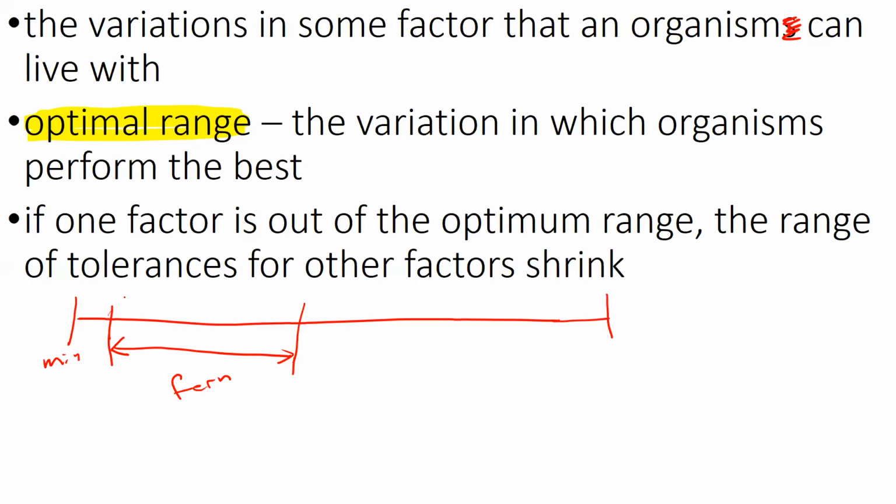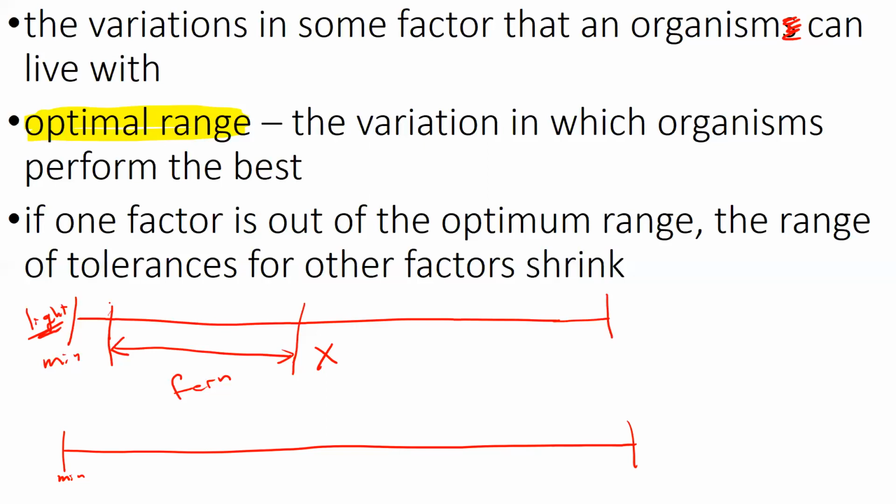Now, if that fern is in a sunny place and that fern actually is trying to live here, it may still be able to live, but let's say its tolerance for water. Now, you're going to have to follow me. I looked for pictures. I couldn't find any good pictures to illustrate this. So let's say that this is the light range of tolerance for a fern. And let's say that this is the moisture range of tolerance for a fern.